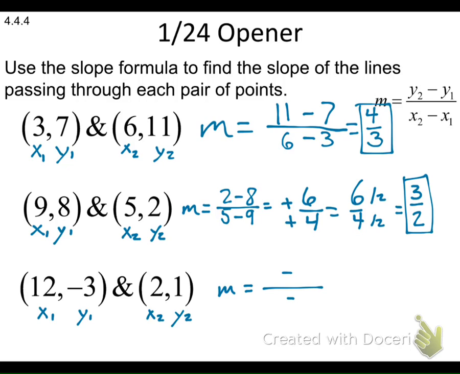Kyle, do you want to help me? No? Cody? Danielle? Okay, awesome. What goes on the top? 1, and then -3. Negative 3. Okay, and on the bottom? Then 2, then 12. Nice.